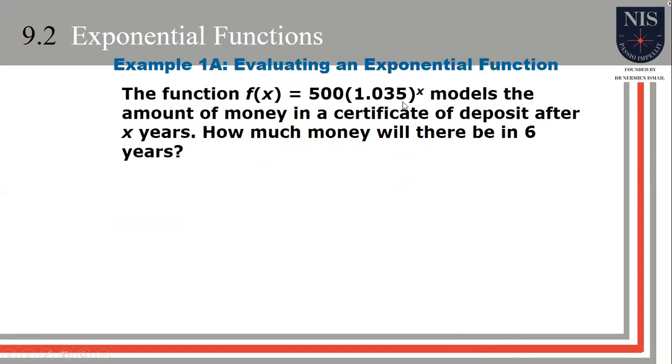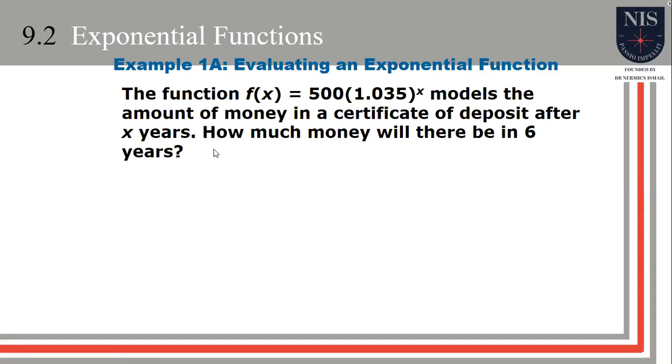Let me give you an example. The function f of x equals 500 times 1.035 all to the power of x models the amount of money in a certificate of deposit after x years. Okay, so what does this function represent? What does it model? The amount of money in a certificate. Yes, the amount of money in a certificate of deposit after x years.